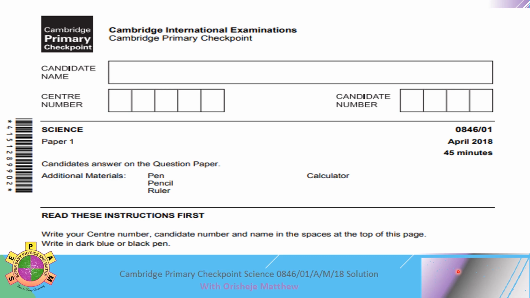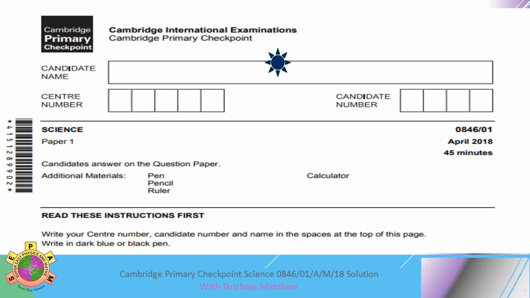The main objective of reviewing this past question with you is to see how to improve your performance in your Checkpoint exam. As we review this question, pay absolute attention, and I bet you are going to learn new stuff. There are new concepts that you are going to learn, and at the end you will have a better understanding of your science. So let's get started.